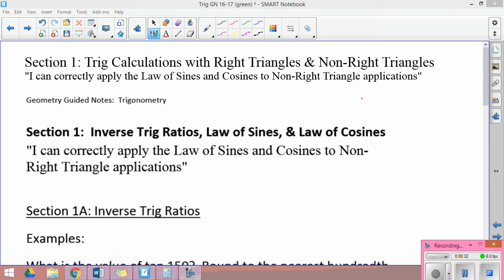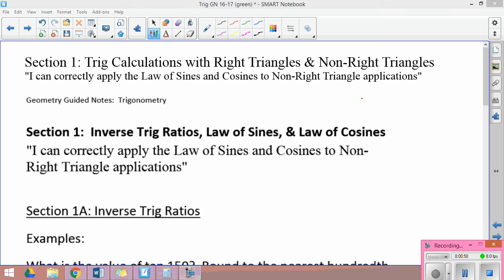So Section 1 is we are going to work on trig calculations with right triangles and non-right triangles. We're going to work with the law of sines and the law of cosines to start with. These are a little bit algebra heavy, but some pretty powerful theorems and formulas. So the first thing we want to understand is what is trig and what are trig ratios.